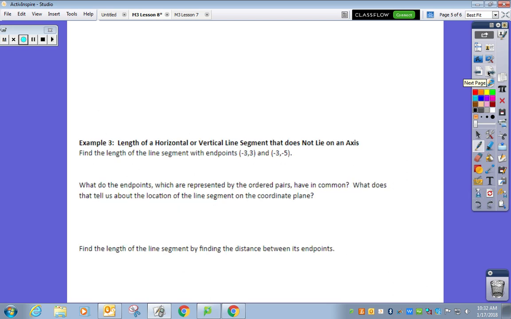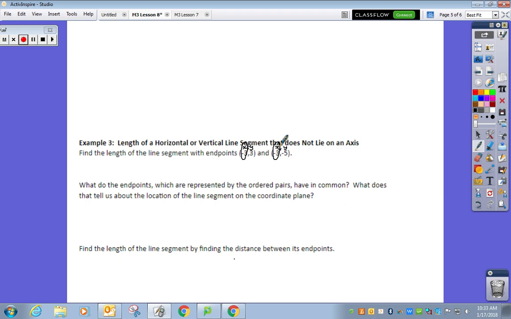Okay, so now this is one where they're not going to be on the x or the y axis. And again, it's the same idea of what we were doing. So I'm going to show you that quick method, and ignore some of these questions up here. I always like to label my x and y coordinate above the ordered pair. Looking at the two ordered pairs, what they have in common is their x. They both have -3 as their x coordinate.